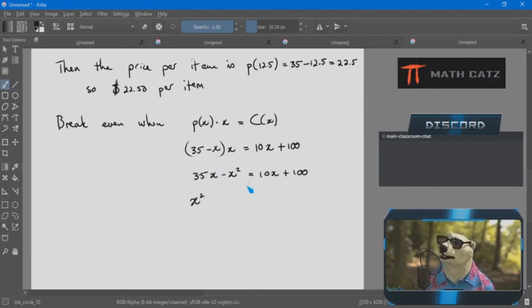X squared, I'm moving everything to the right. So that means the 35 needs to go to the other side and become negative 25x. And then my plus 100 equals 0. Doesn't really matter which side. I kind of like the one that doesn't have a negative in front of the x squared, but it really doesn't matter.